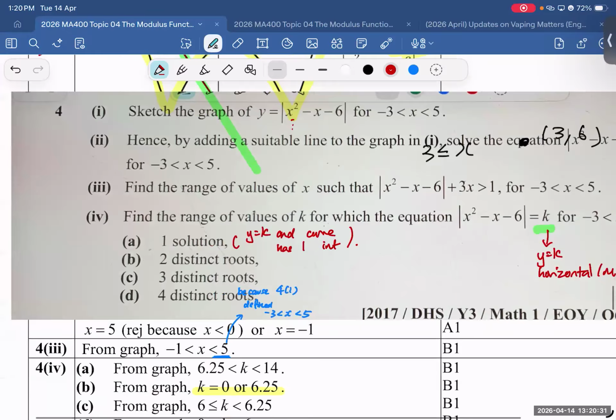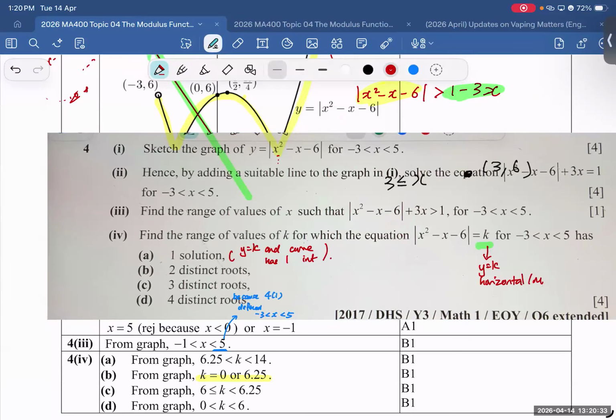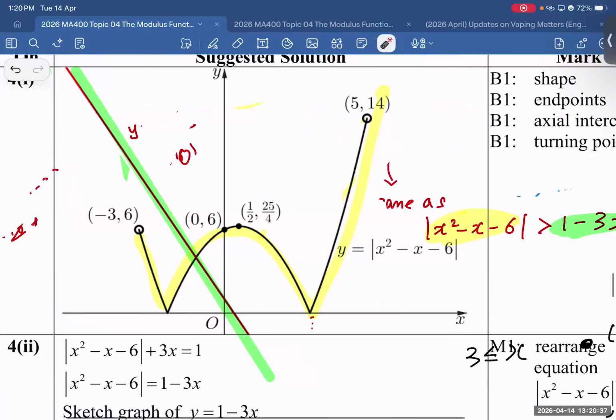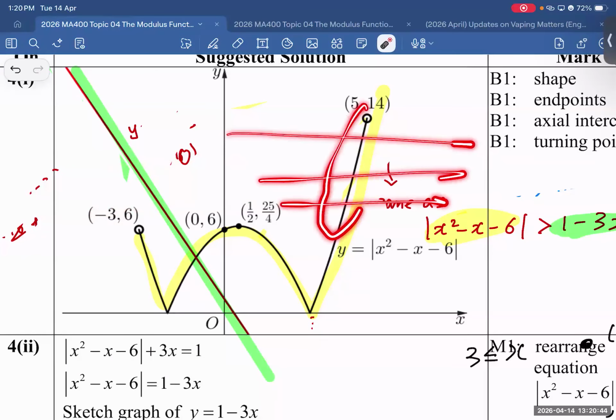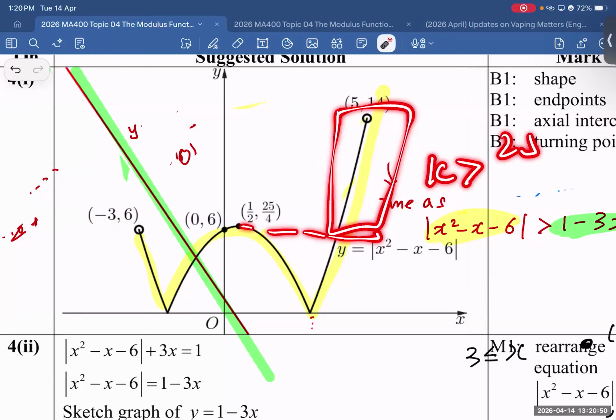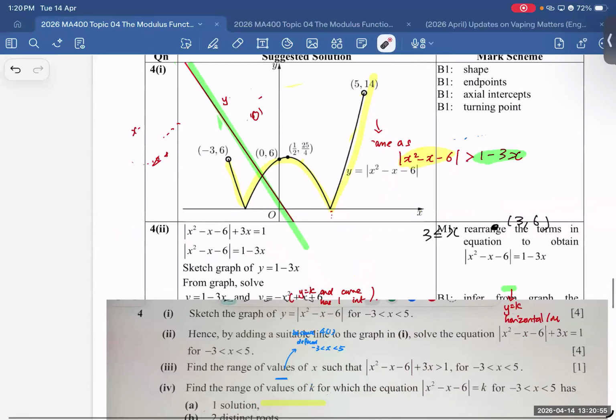So from here, guys, stay with me. That means when will I have one intersection? Let's look at the yellow only. Can you see from this area here, above the turning point, where k is more than 25 over 4? Each time, only one intersection. Okay?